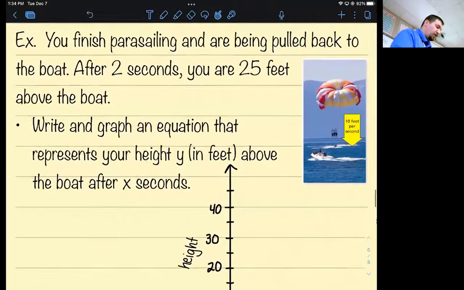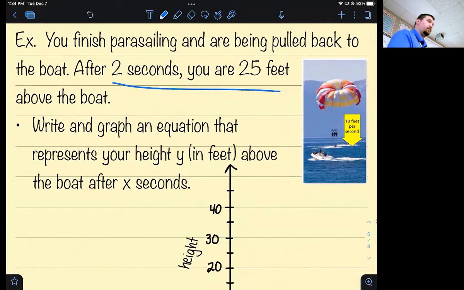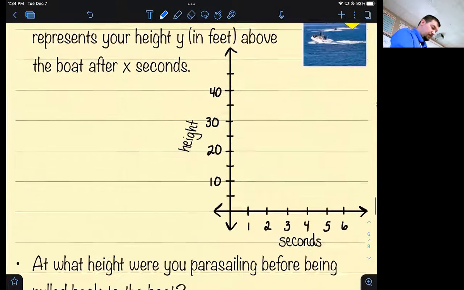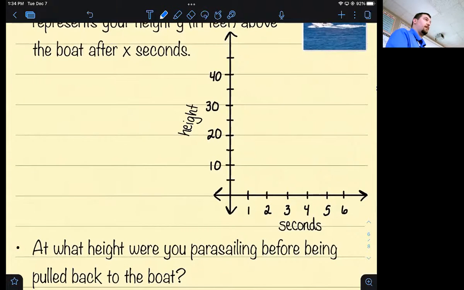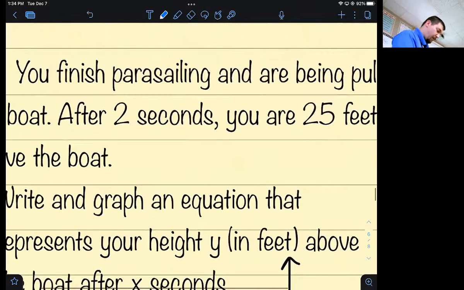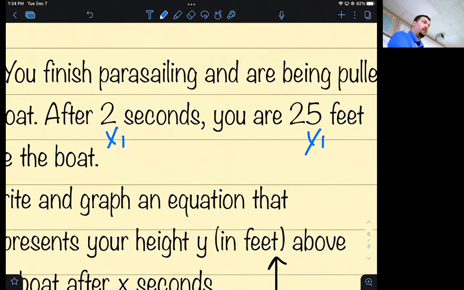Okay, next question. You finished parasailing and are being pulled back to the boat. After 2 seconds, you are 25 feet above the boat. So in order to write our point slope equation, we need a point and we need the slope. Here, this is our point. Which axis is the seconds axis? The x. Okay, so this is our x1. And the feet axis is our y1 right there. So 25 feet. So there's our point.